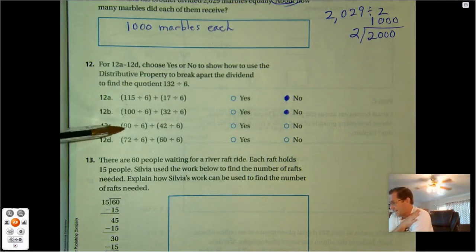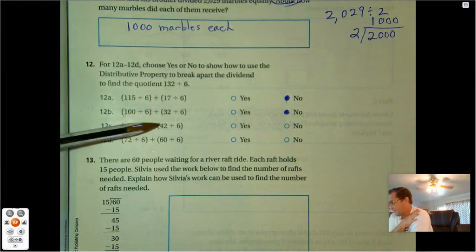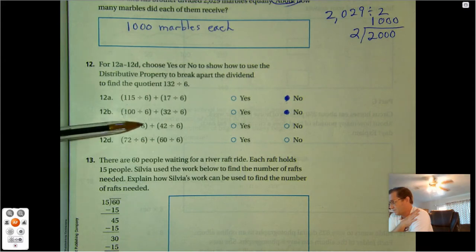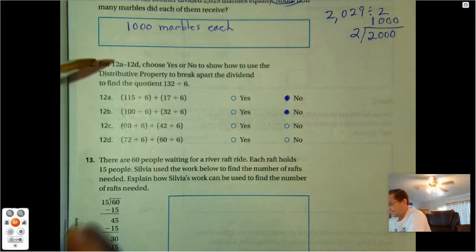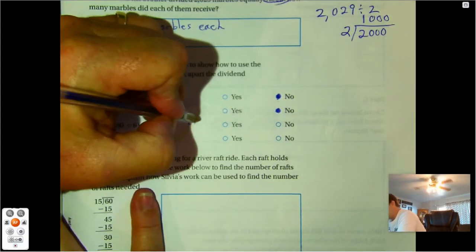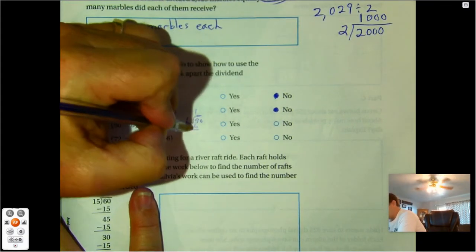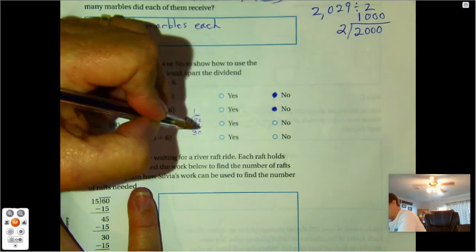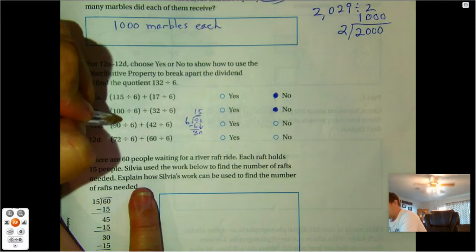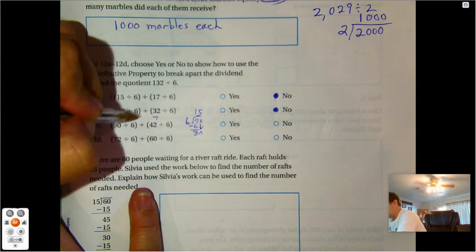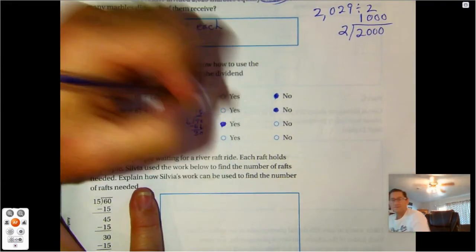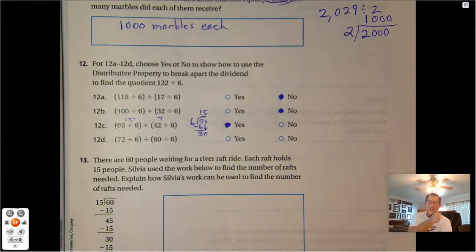90 and 42 is 132. Does 6 go into 90? Let's see. 6 times 1 is 6. Subtract, we get 3. Yeah, 15 times. And 42 divided by 6 is 7. So yeah, that's a good one. Okay. Wasn't the easiest one, but yeah.